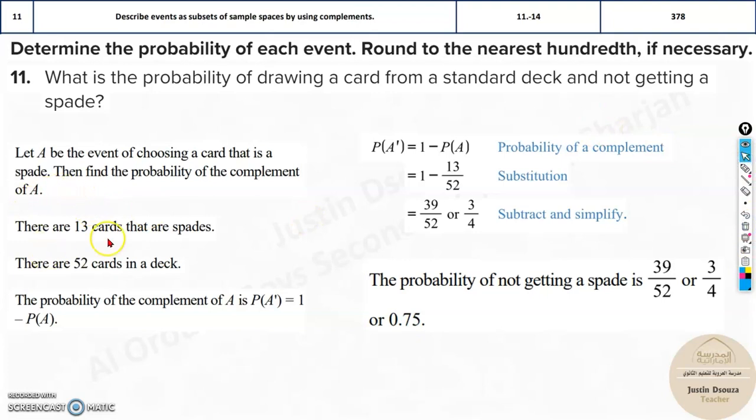So this is it. I'll repeat again. 13 are spades. Total cards are 52 in a deck. So what we do is we find the probability, 13 divided by 52, and we subtract that from 1. That would give you not getting a spade. That's it: 1 minus 13 by 52. You can put it in the calculator directly, or you can solve: 13 by 52 is 1/4, 1 minus 1/4 is 3/4. And that's the answer, 75%.